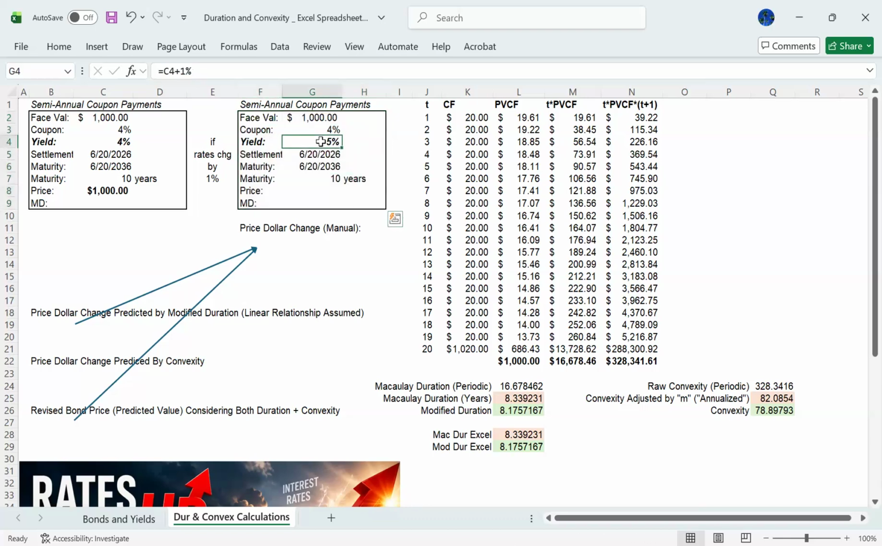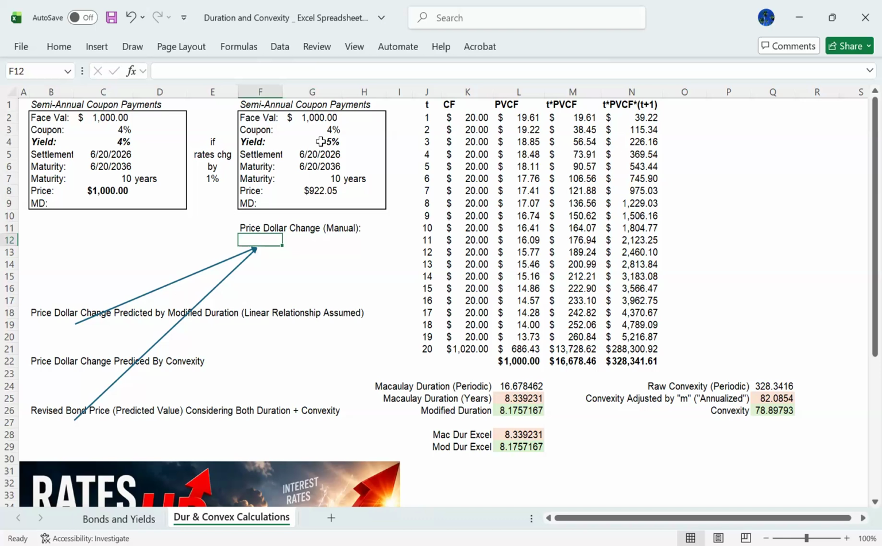So what I have done here is, let's assume we are holding this bond and yields change from 4% to 5%, a 1% hike. What would be the price of the bond given this new yield? We use the PV command, but now the yield is 5, not 4, divided by 2. Number of periods is 10 times 2. The payment is 1,000 times the coupon rate divided by 2. The face value is 1,000 and type is 0. So now the price is 922.